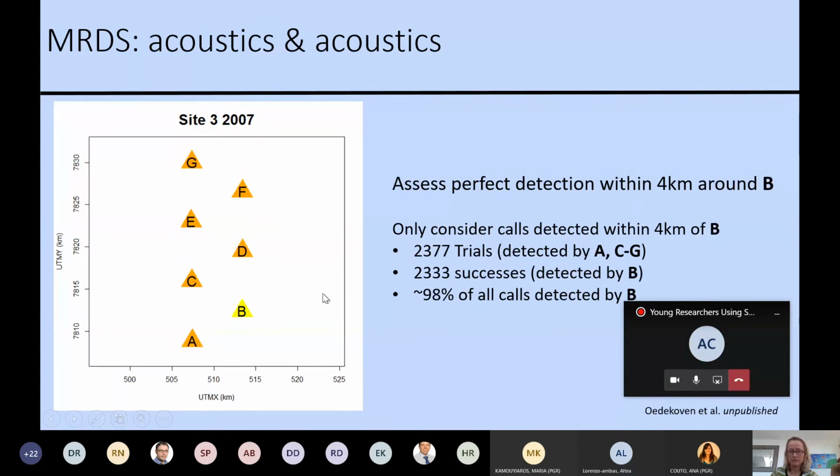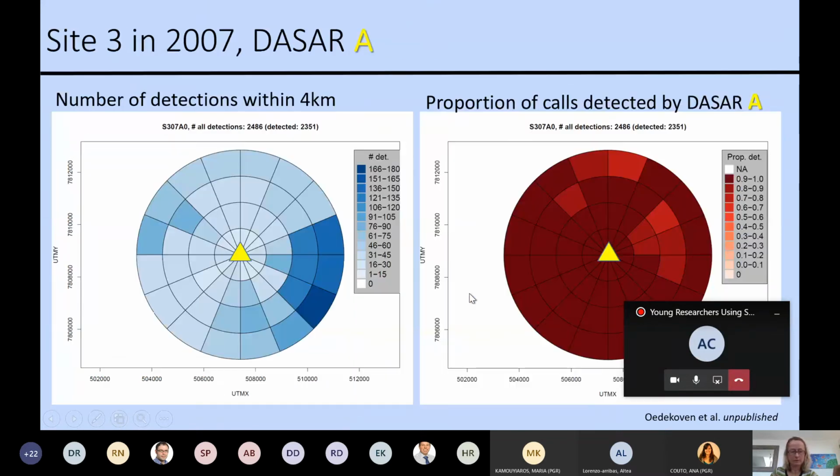Similarly, for DASAR B, you can do the equivalent. And here we see that it was doing slightly better. It detected 98% within 4 kilometers around B.